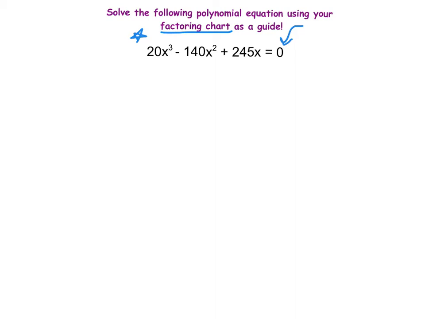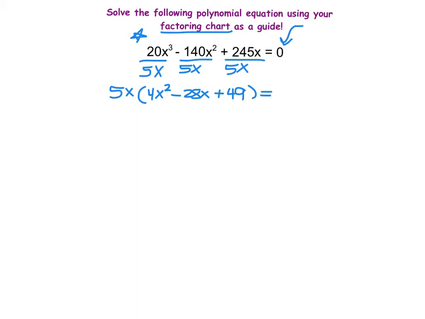So here, as I look at 20, 140, and 245, what I notice is that all of these end in 0 or 5, which means that all of them need to be divisible by 5. So I'm going to start off by dividing each of these terms by 5. And then what I also notice variable-wise is that each of these contains at least one x. So my greatest common factor here is 5x. If I factor that 5x out in front, I get 4x squared minus 28x plus 49, and then that all equals 0.